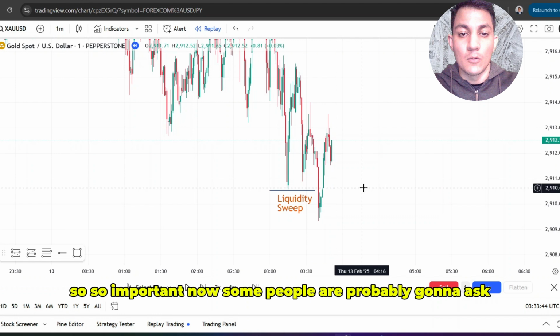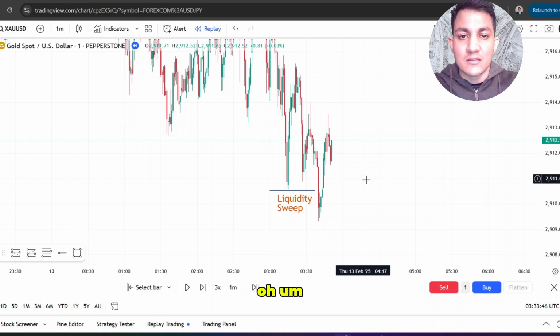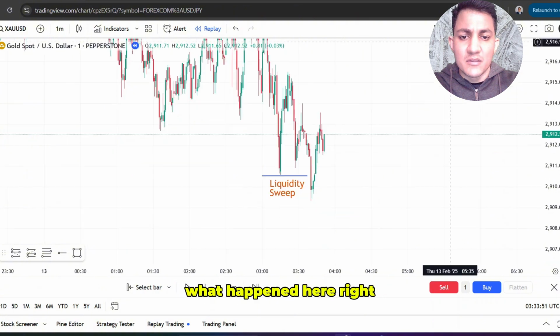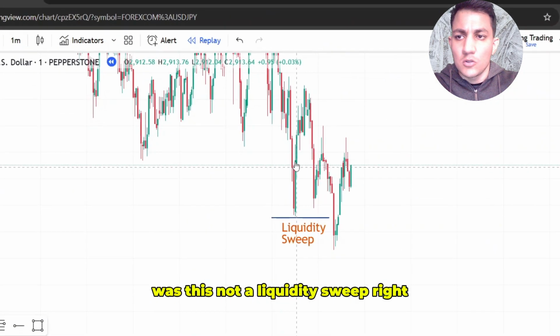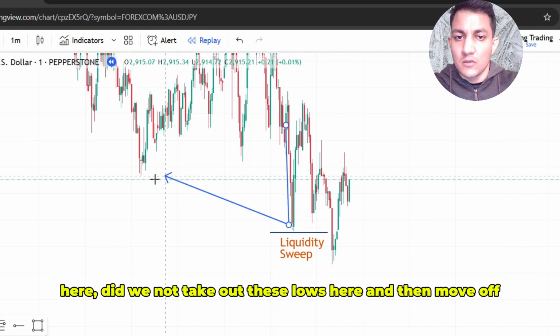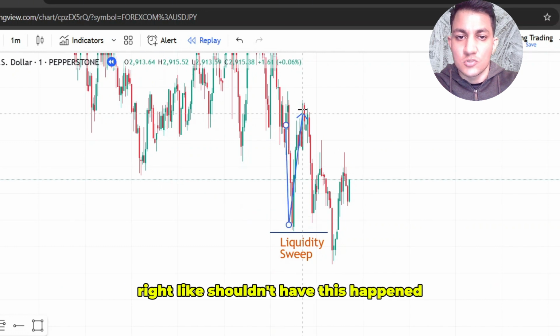Now, some people are probably going to ask, let's just zoom out a bit. I like this. They're going to be like, oh Atif, what happened here? Was this not a liquidity sweep? Look at this. Was this not a liquidity sweep here? Did we not take out these lows here and then move off? Shouldn't this have happened?